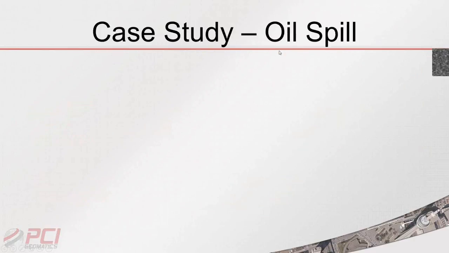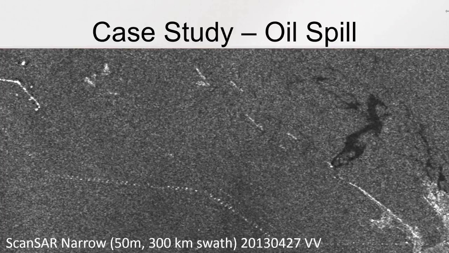So just a couple of case studies I wanted to point out, just to give you a sense as to some of the things that we can do with RADARSAT-2. In this case, we're looking at a couple of examples of oil spills, and then we're going to do one flood, and then I'm going to turn it back over to Kevin to give a live demo of how this stuff can work.